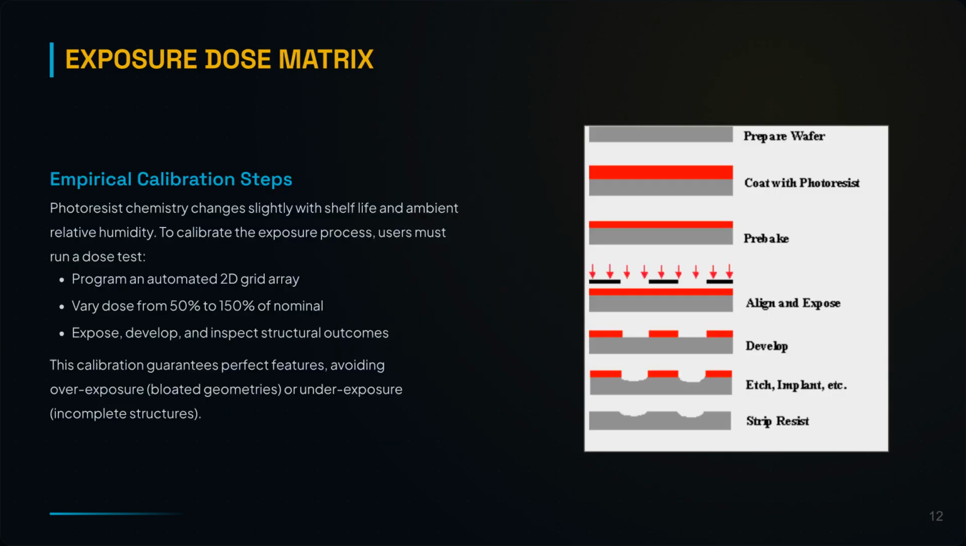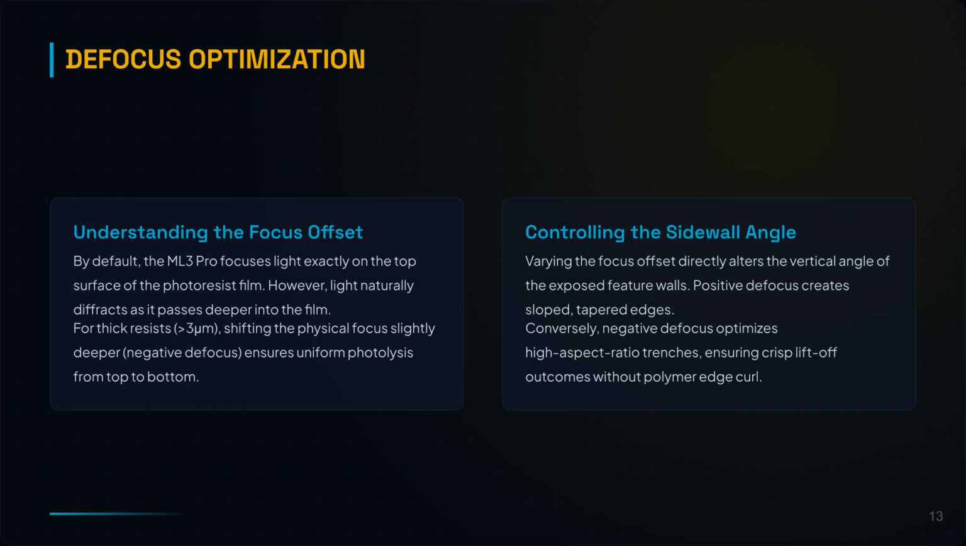To calibrate, users run a dose test. By programming an automated 2D grid and varying the dose from 50% to 150%, you can ensure perfect structural outcomes and avoid over or under exposure. Defocus optimization allows you to control sidewall profiles. Shifting the focus deeper helps with thick resists, while managing the focus offset adjusts the taper of exposed feature walls.